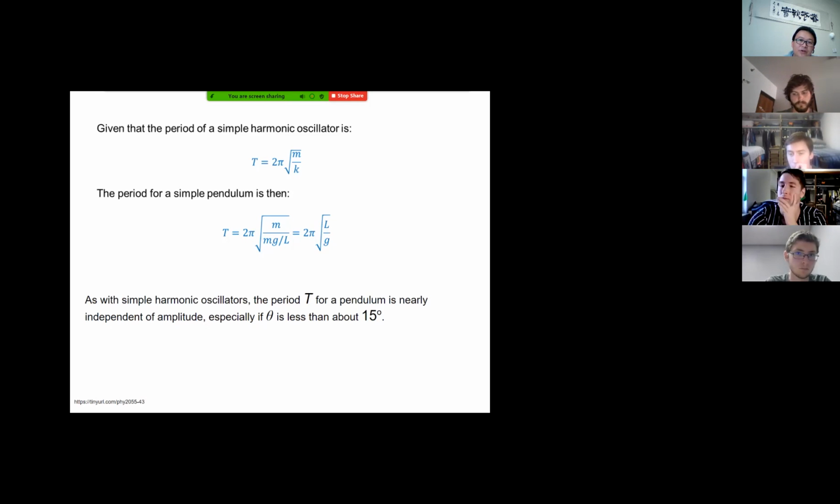In that sense, the period of the pendulum will be 2 pi times the square root of L over g. You replace k with mg over L, so the m's cancel out. And for this to be valid, your angle should be less than 15 degrees for the small angle approximation.